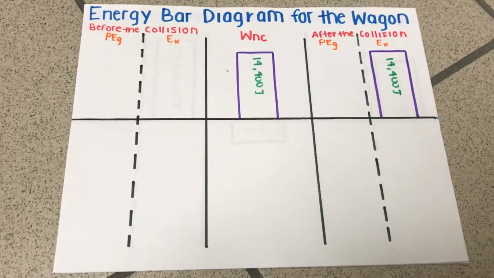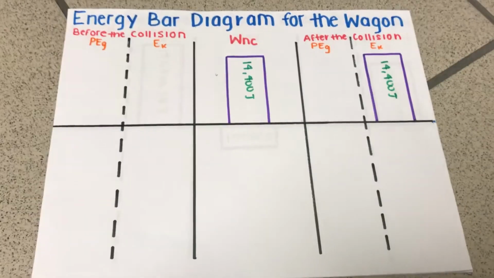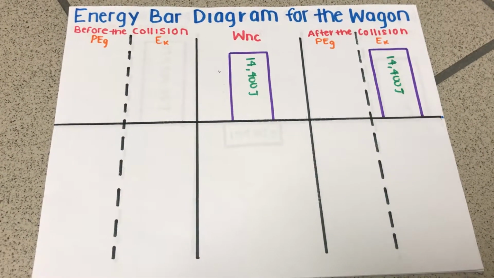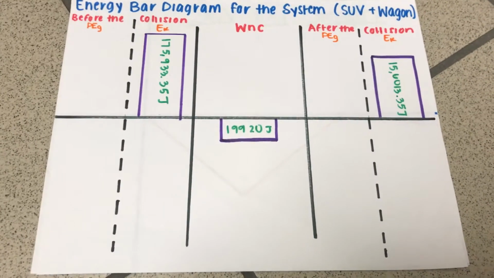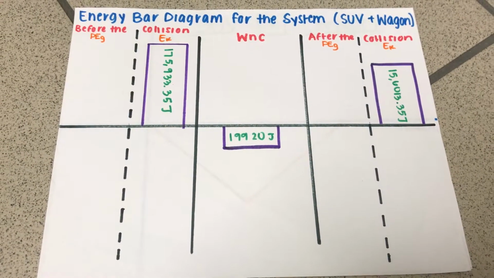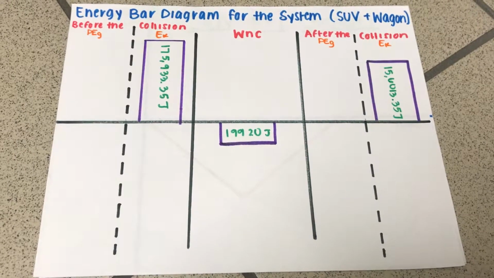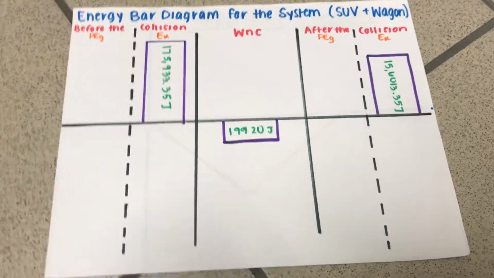The wagon had zero kinetic energy because it was at rest and gained kinetic energy after because it gained velocity. Therefore, the WNC was positive and the kinetic energy increased. As for the system, there was more kinetic energy present before than after the collision because the combined kinetic energies of both vehicles decreased. Therefore, the WNC was negative and kinetic energy was lost.